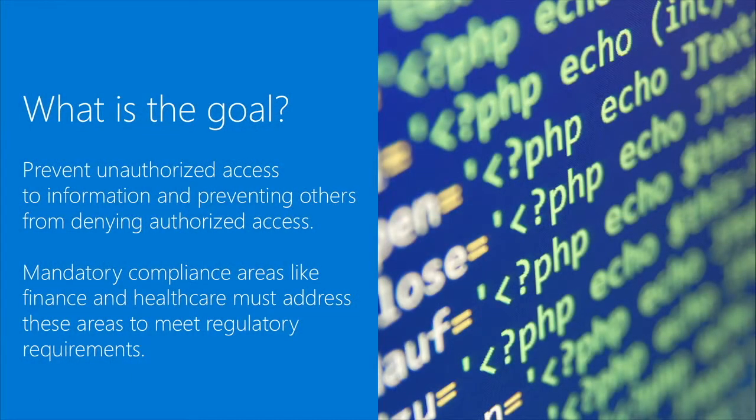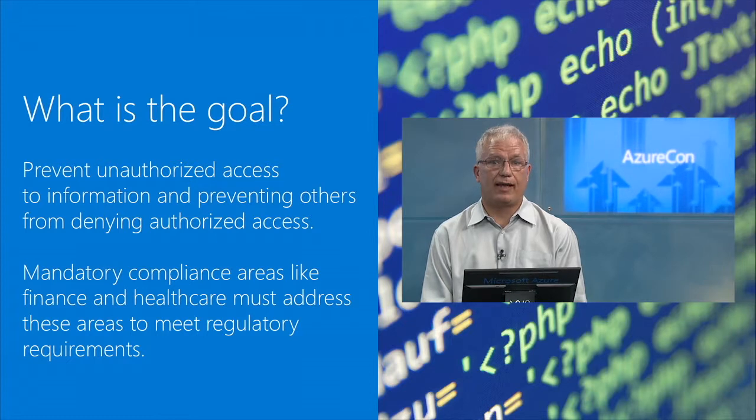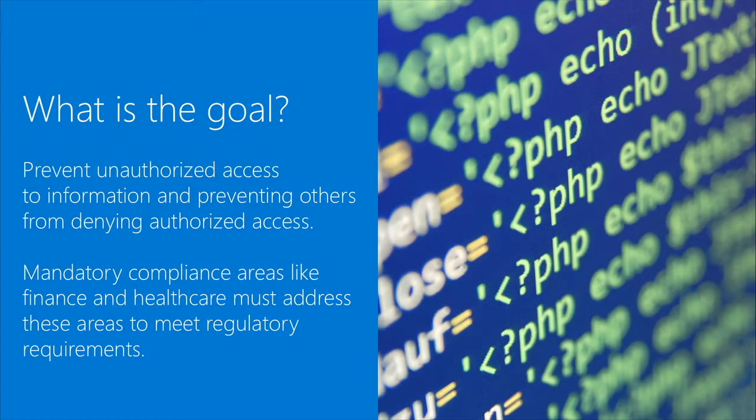What is the goal here? Well, the goal of security in general is to prevent unauthorized access to the information. And also, it's important to make sure that people who have authorized access can get to it. Denial of service attacks are a method that they use to prevent you from getting access to information. And mandatory compliance areas like this in finance and healthcare, PCI and HIPAA, mandate that these must be met and that they must fall within this regulatory area.